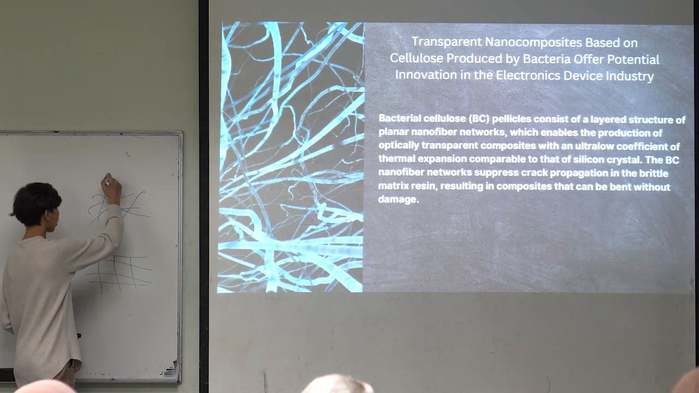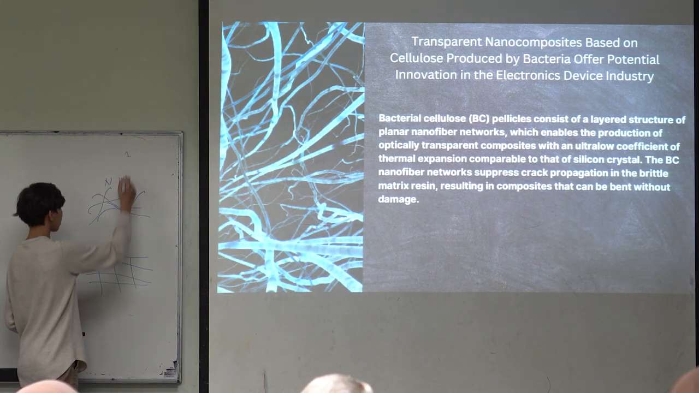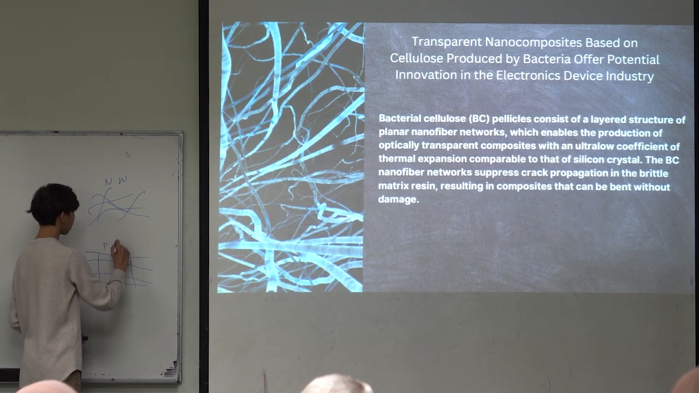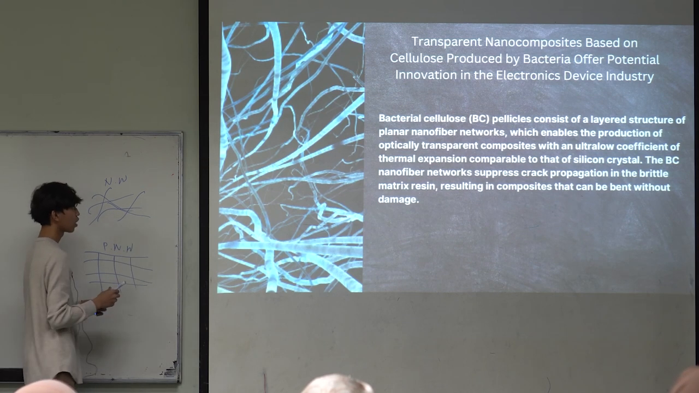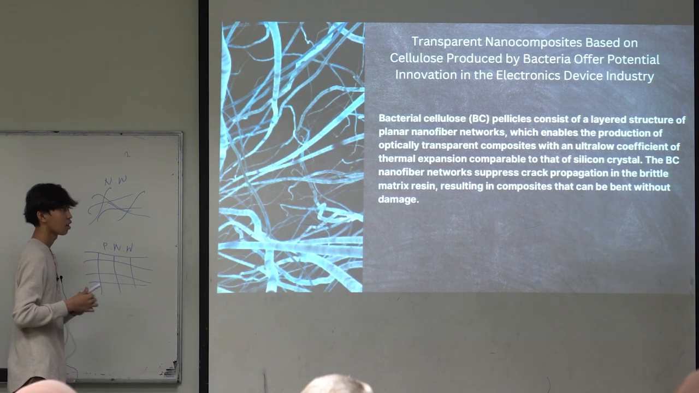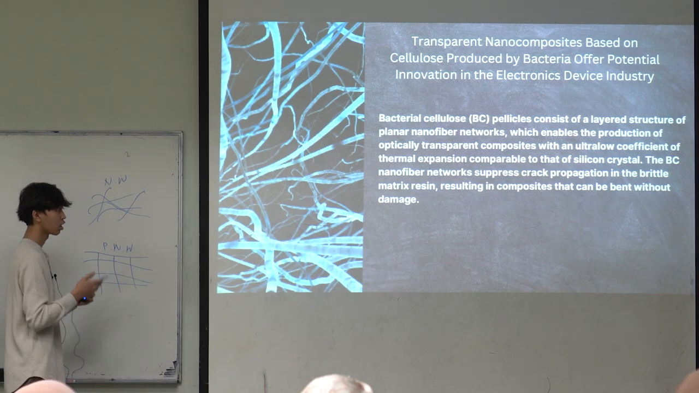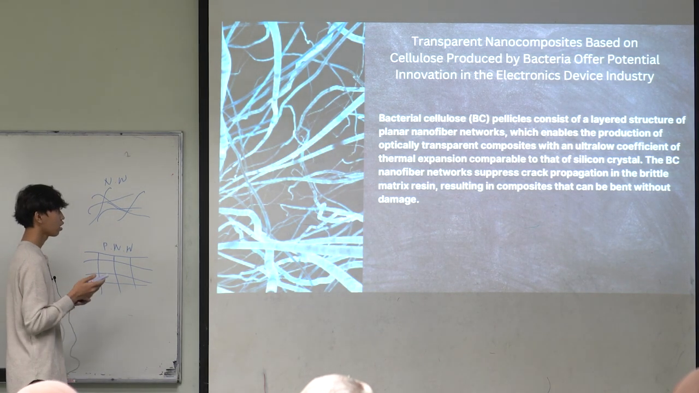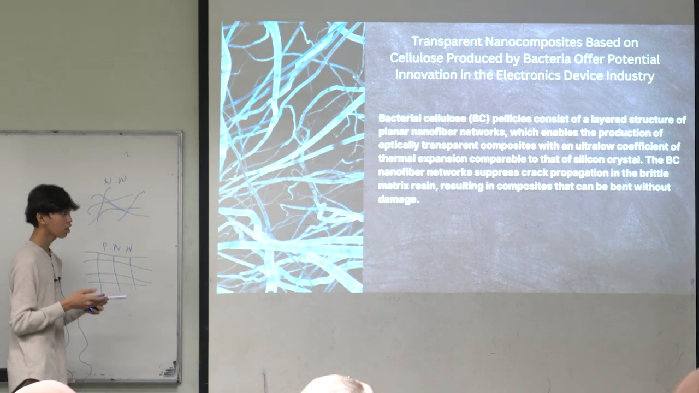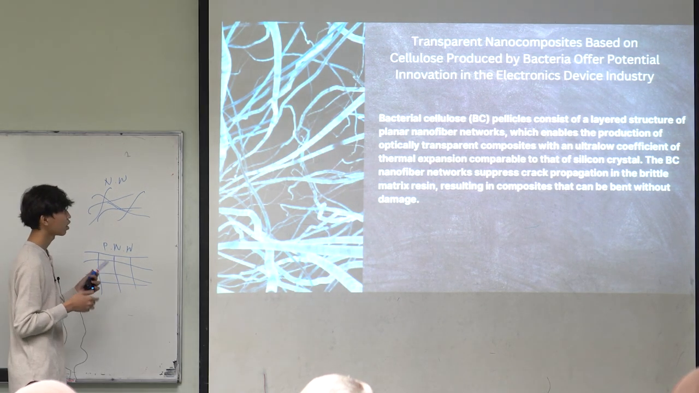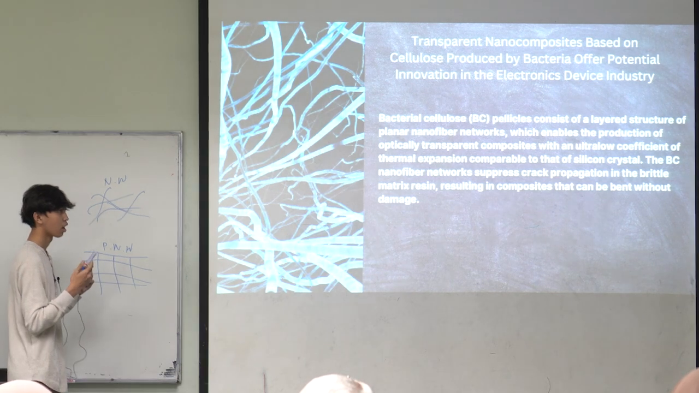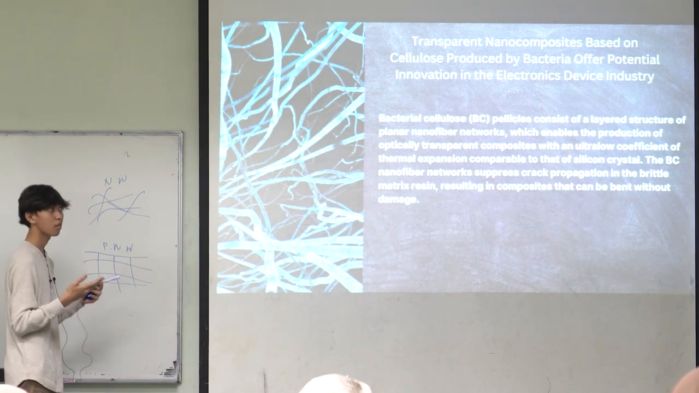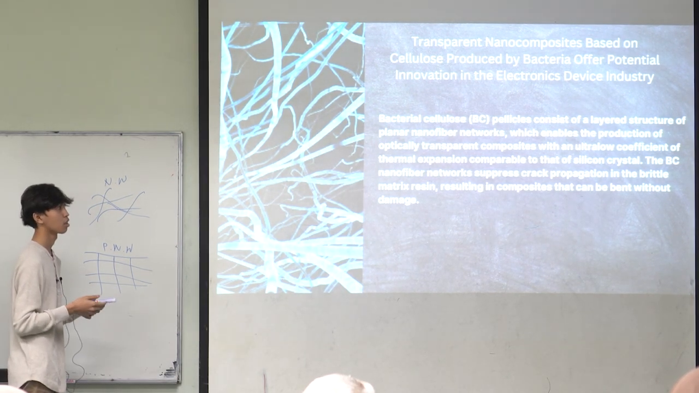So this is a nanofiber network, and this is a planar nanofiber network. A planar nanofiber network is made of nanofibers that are orderly arranged in a planar configuration and parallel to each other. And the planar nanofiber network has a huge impact on the material functionalities and properties.